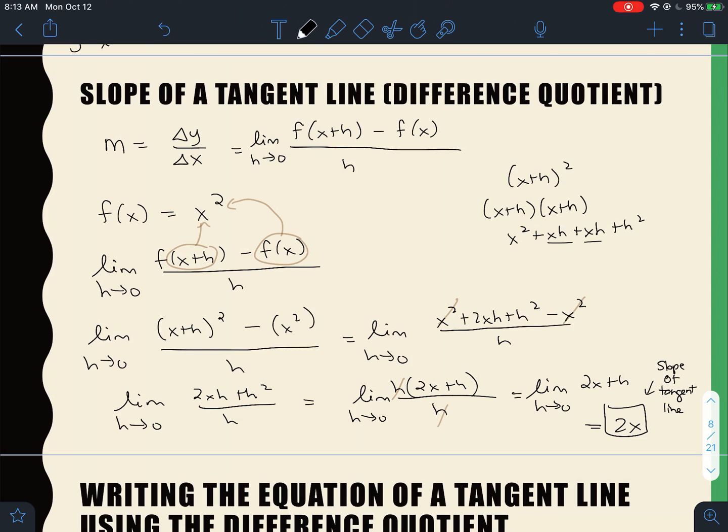So if I wanted to find the slope of the tangent line at x equals 2, the slope of the tangent line would be 2 times 2, which would be 4. If I wanted to find it at 6, I would plug in 6. If I wanted to find it at 12, I'd plug in 12. At negative a half, I'd plug in negative a half.